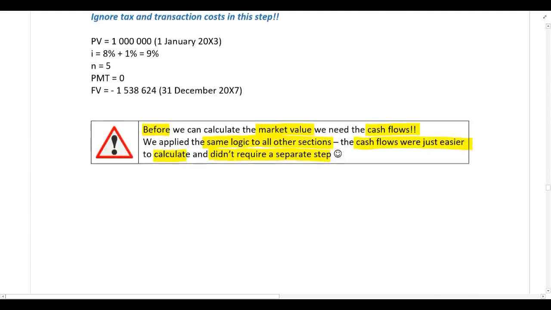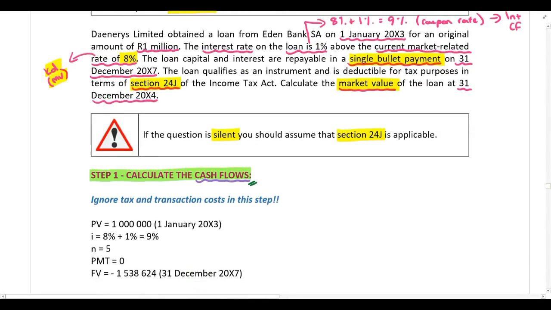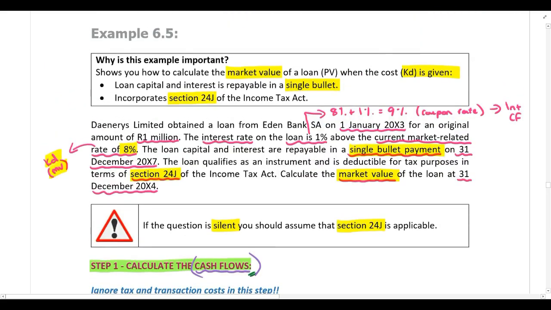So first, let's determine what our cash flows are. So the company entered into a loan agreement with their bank on the 1st of January 20X3 for an original amount of 1 million rand. So the present value over here in your calculation is going to be 1 million rand on the 1st of January 20X3. Then please note we are trying to calculate our cash flows, so you don't use the cost of debt. When you are trying to calculate your cash flows, we use our coupon rate to calculate our interest cash flow. So your interest rate over here is 9%.